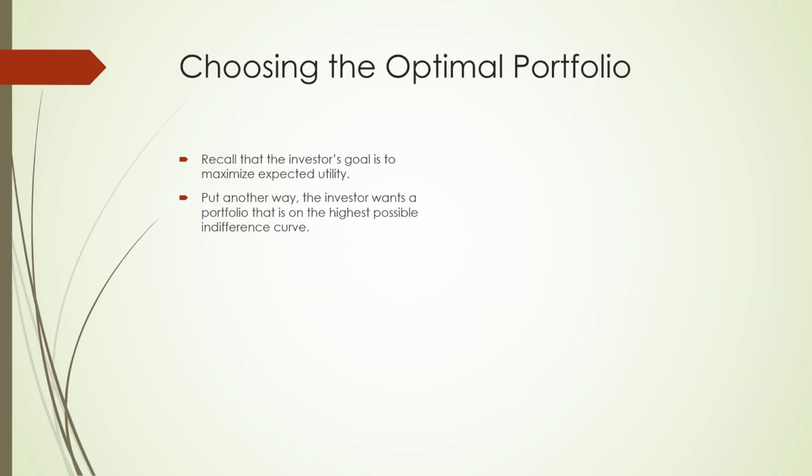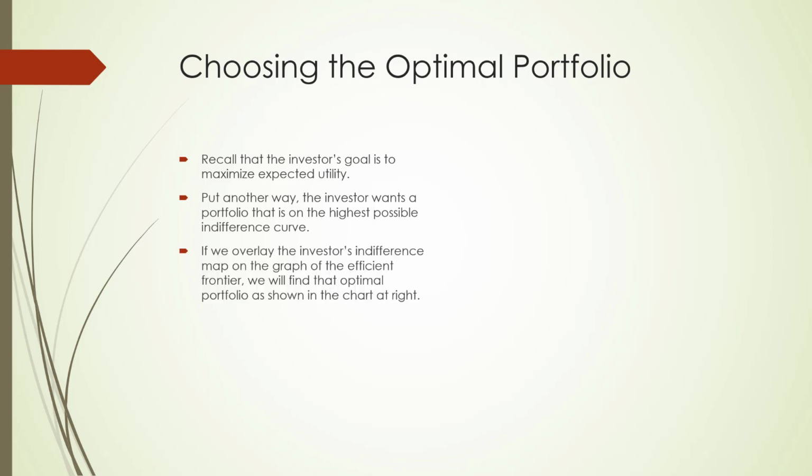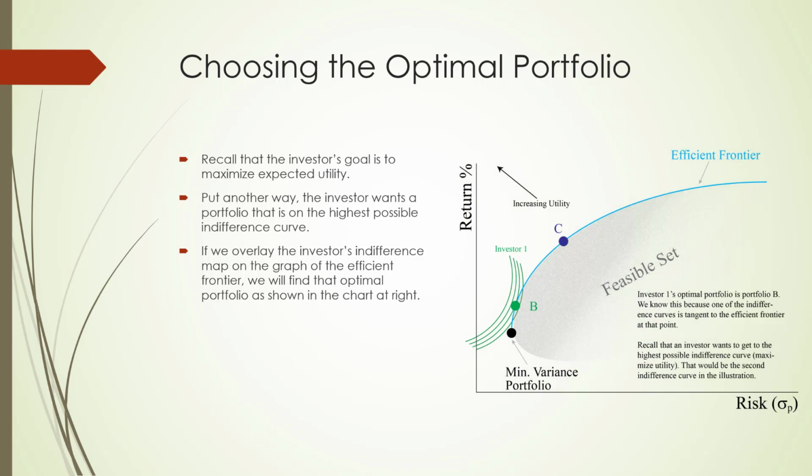Now, how do we find the optimal portfolio? Well, again, remember that the goal of the investor is to maximize their expected utility. And what this means is they want to get to the highest possible indifference curve. So what if we took our indifference map that we created a second ago and we overlay it on our chart of the efficient frontier? Well, then we get a graph that looks like this.